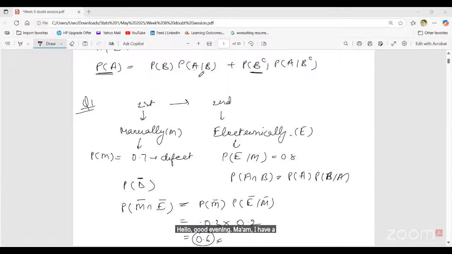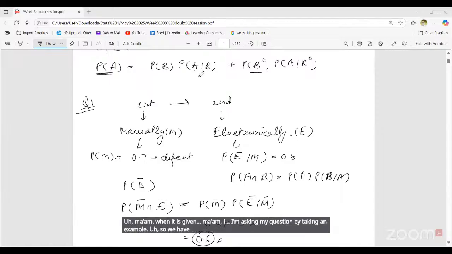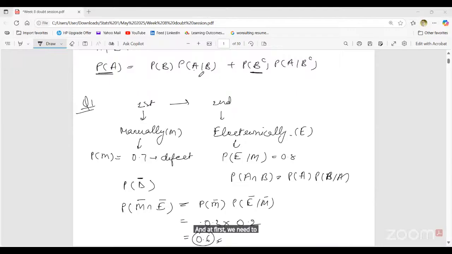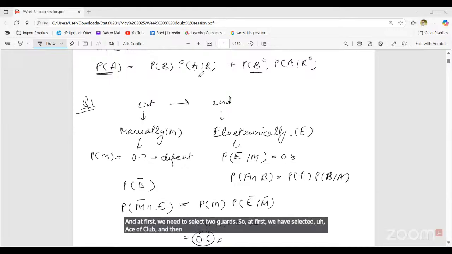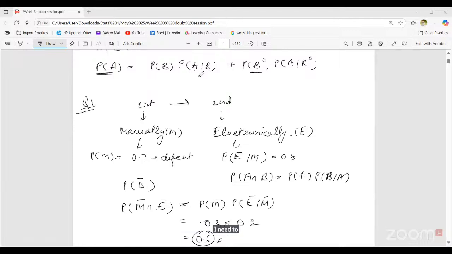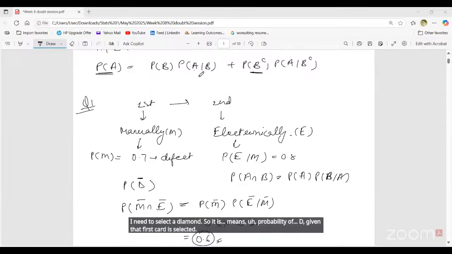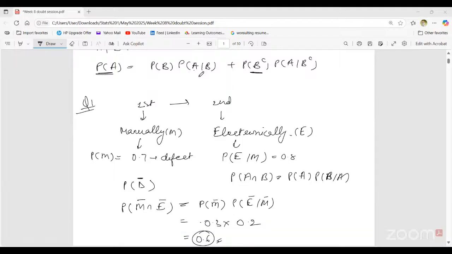Ma'am, I have a doubt in conditional probability. I am asking my question by taking an example. We have 52 playing cards and we need to select two cards. At first we have selected the ace of club, and then we need to select a diamond. So the given condition is that the first card is the ace of club, and now I need to select a diamond. So it is the probability of D given that the first card is selected, which equals the probability of the intersection of both conditions upon the first condition.